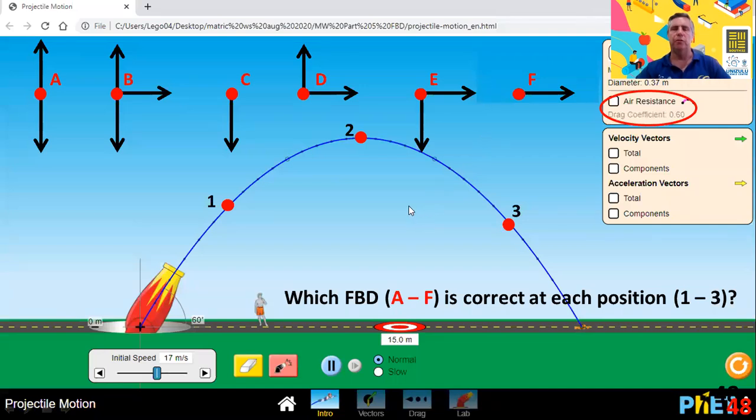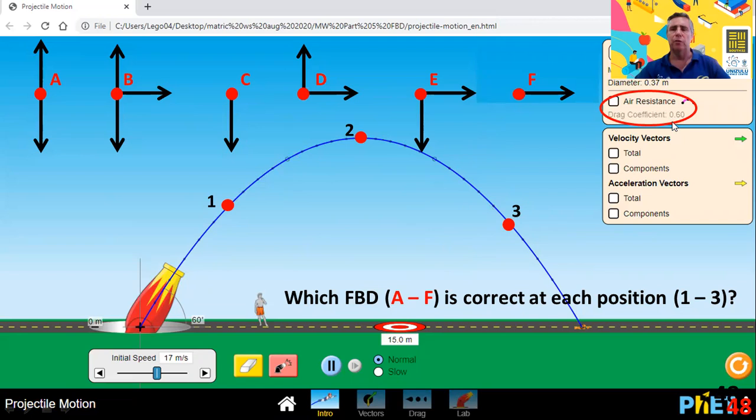So before we leave the PhET simulation, one last exercise for you to do. This is actually taken from video number 5 on free body diagrams, but I think it'll help you if we repeat it here. So here is an object, let's say it's a cannonball flying through the air, and we want to focus on 3 positions. Position 1 on its way up, position 2 at the top of its rise, and position 3 on the way down. Now, the question is, which of the free body diagrams from A to F is correct at each position 1 to 3? So these are free body diagrams of the forces experienced by the cannonball at each of those positions.